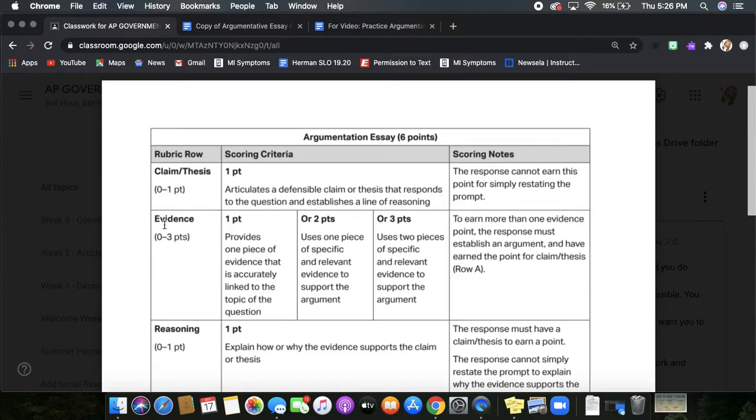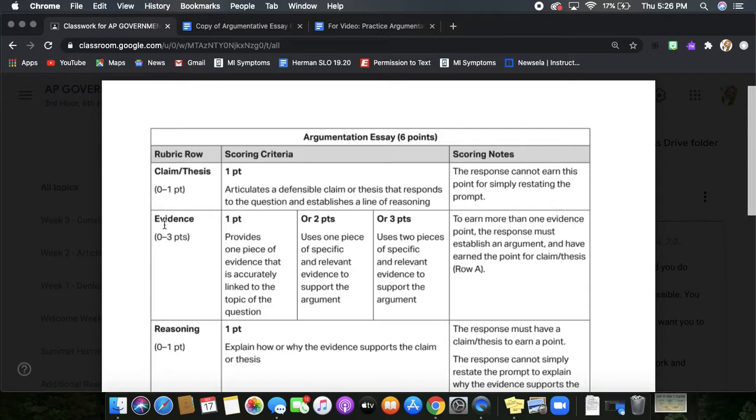So starting off, you have to have a claim or a thesis. That is where you're getting your first point from. So you get 1 point for articulating a defensible claim or thesis that responds to the question. So think back to the prompt that I gave you. You have to choose one of those three.